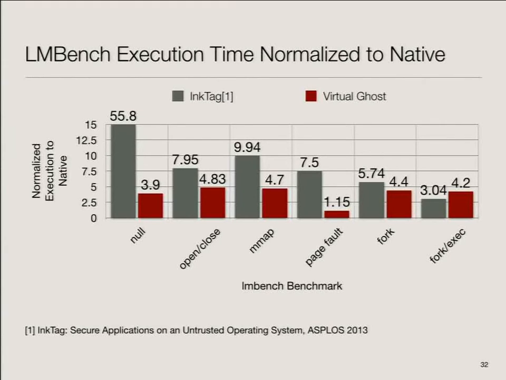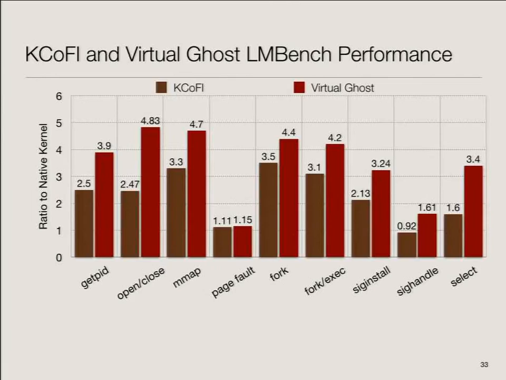So VirtualGhost is usually about 4x to 5x overhead on system call latency, normalized to native, whereas InkTag is more like 7x to 9x. Also, VirtualGhost has very low overhead on some key benchmarks. For example, on page faults, VirtualGhost only adds 15% overhead, whereas on InkTag, you have 7.5x overhead. Now, this is not an apples-to-apples comparison because InkTag uses Linux, we use FreeBSD, we're using different machines, we're not even using the same version of the LMBench benchmark suite, but it gives us a ballpark figure, and the ballpark figure says that VirtualGhost is doing pretty well.